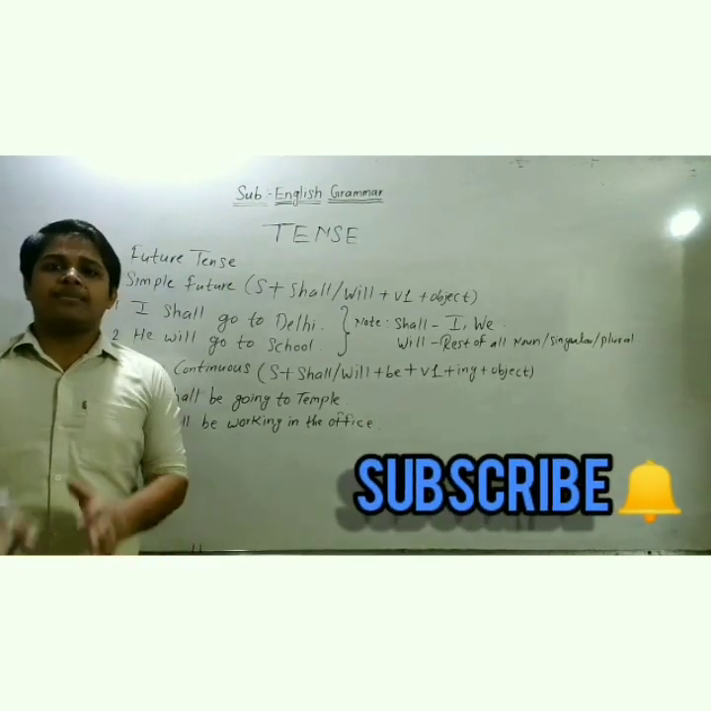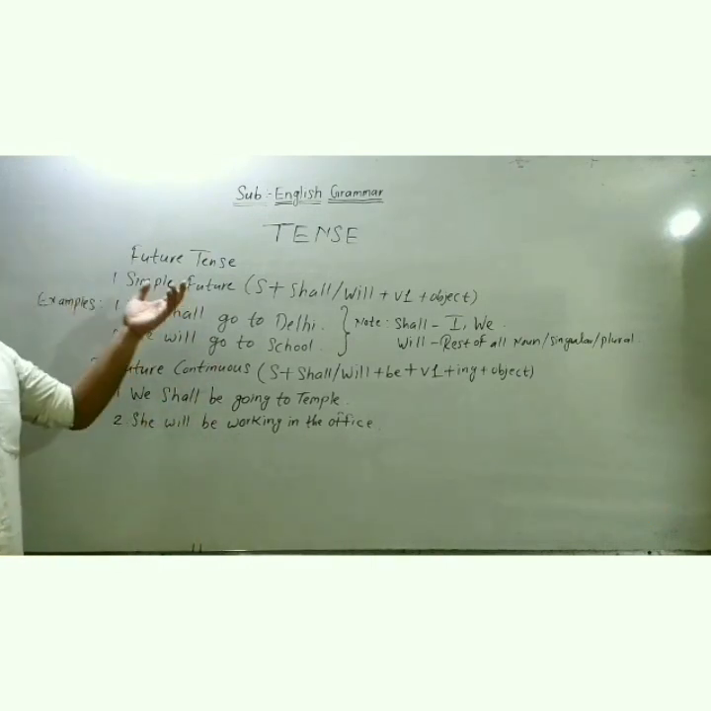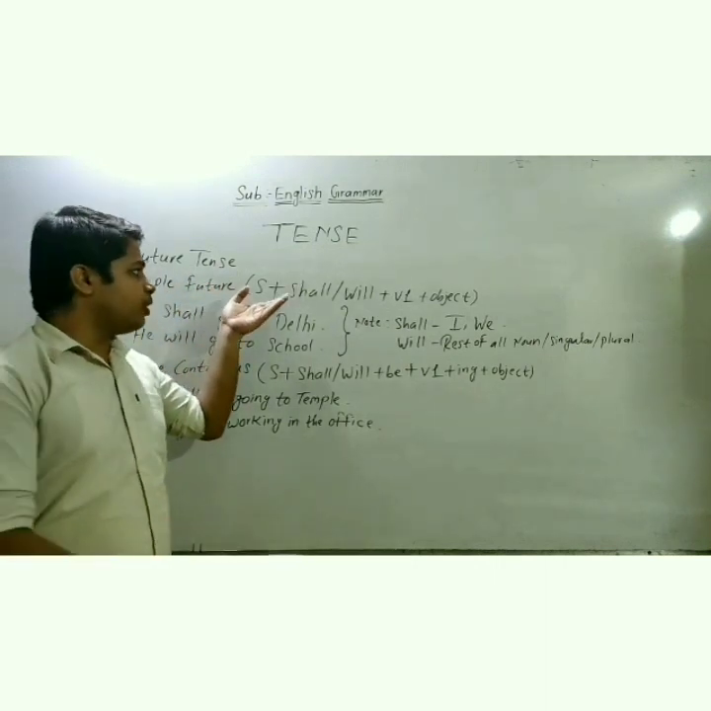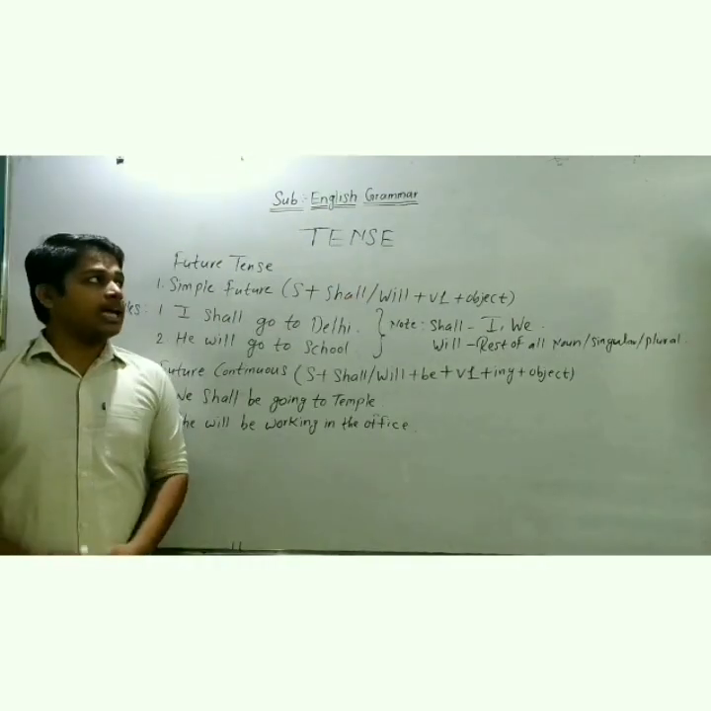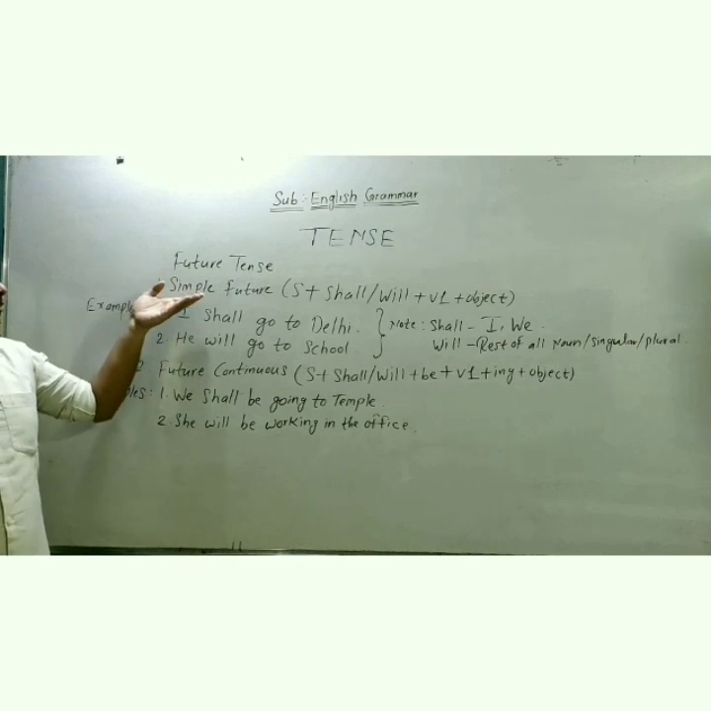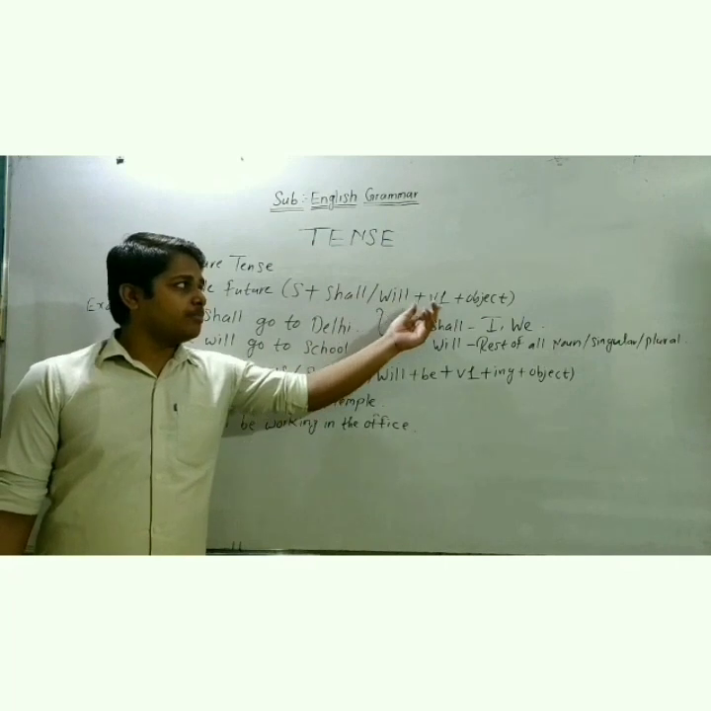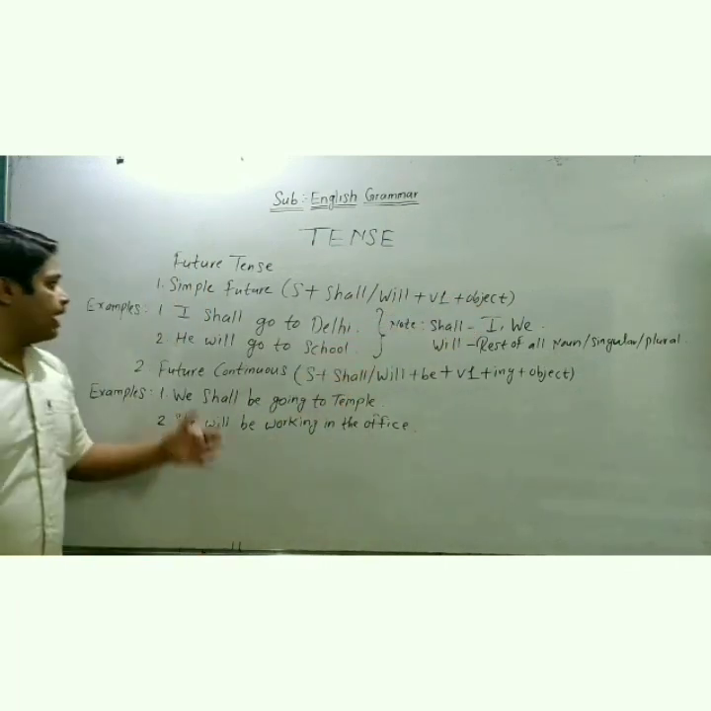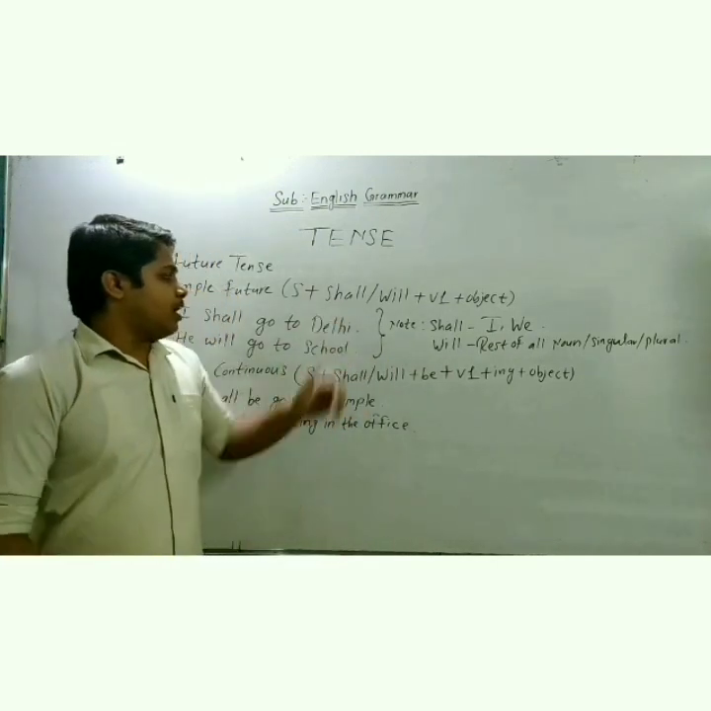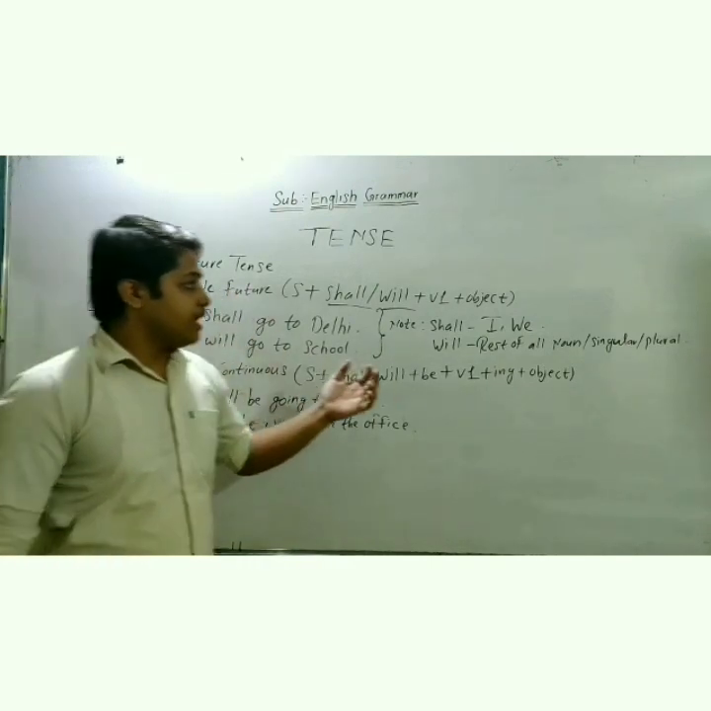Now the last type of tense is the future tense. The first subtype of future tense is simple future tense, and the formula is subject plus shall, will plus verb first form plus object. Before the example, I'll tell you about shall and will. These are the two helping verbs used for simple future.